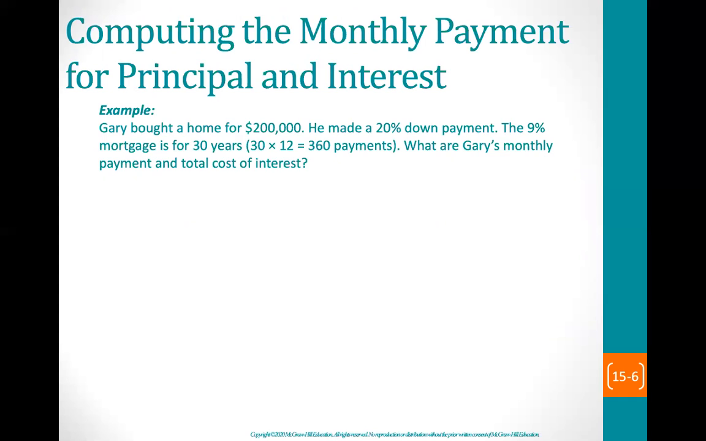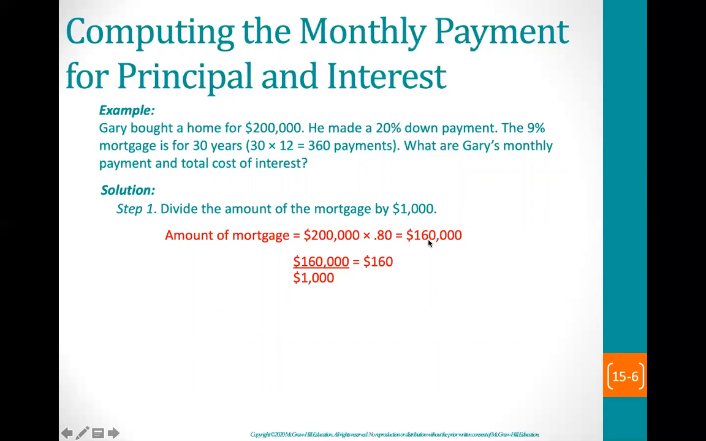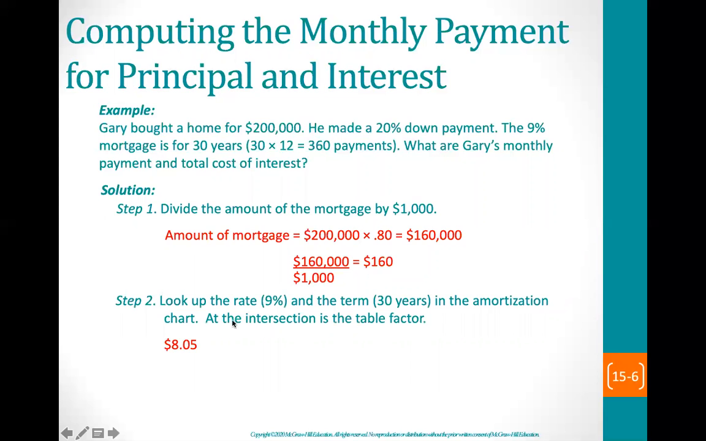First, we have to determine how much his mortgage was. He actually borrowed $160,000. He made a 20% down payment, so he's only financing 80%. So 160,000 divided by 1,000 equals 160. Our table lookup, like we just said, was 8.05. So 160 times 8.05, his monthly payment, not including taxes or insurance, just his payment on the loan, is $1,288.